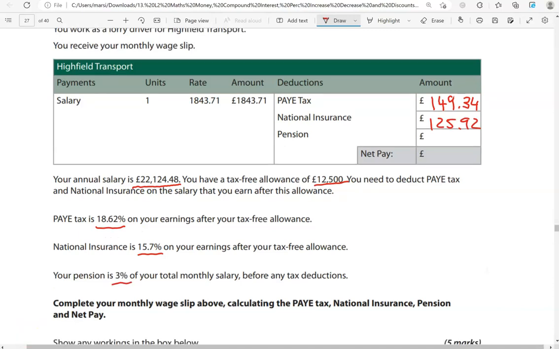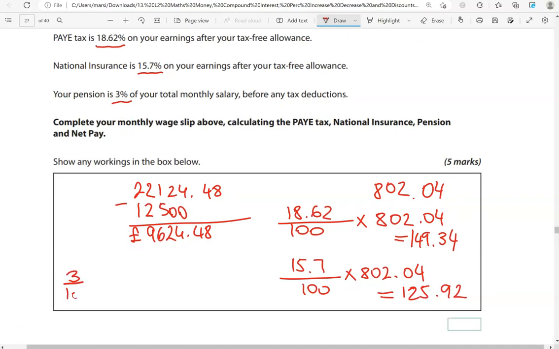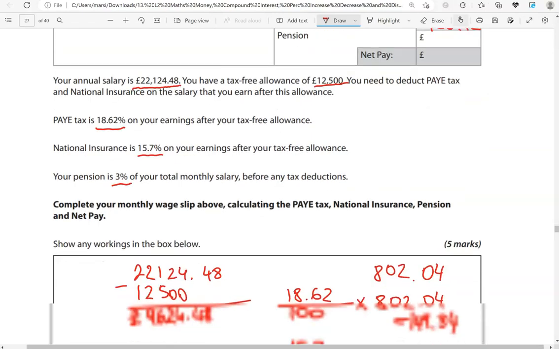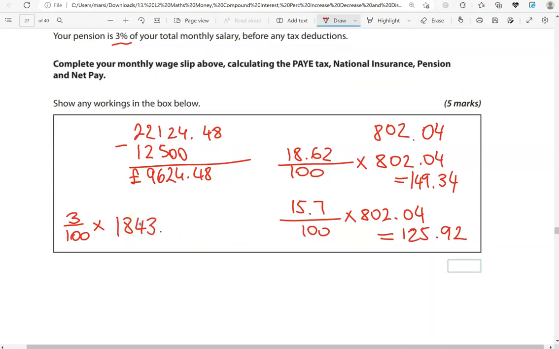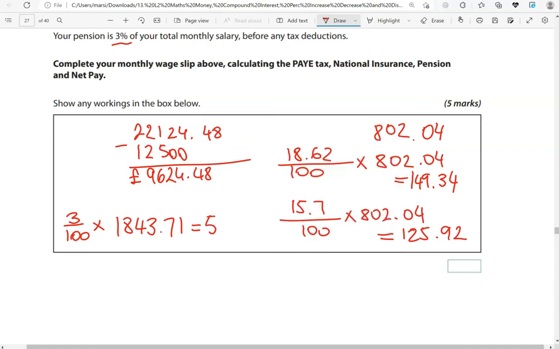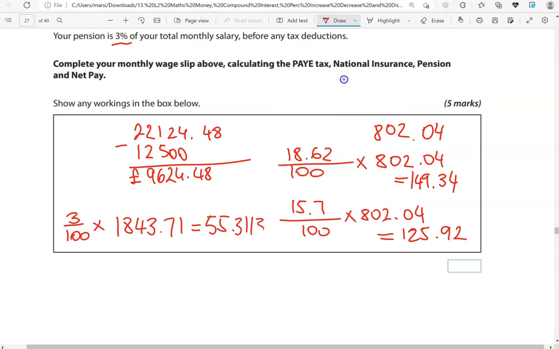And pension, that is 3% of the total monthly salary before any tax deduction. So that is 3%, which is 3 out of 100 of the amount 1,843.71. So again, using a calculator, we do 3 divided by 100 times 1,843.71 gives us 55.3113. So £55.31.